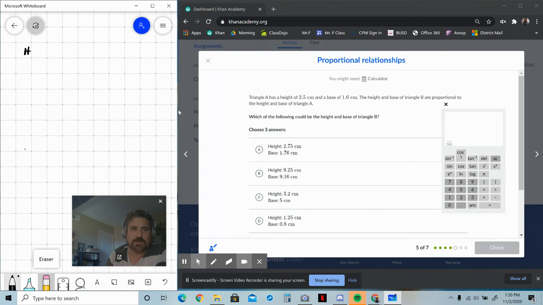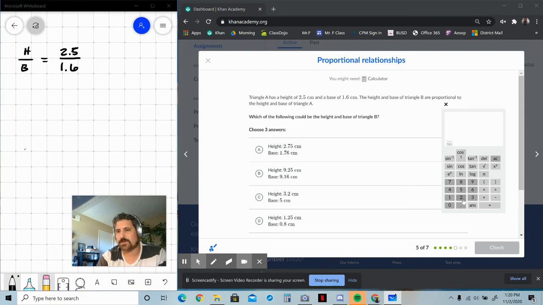So you've got the height over the base. We're going to look and see if that ratio stays constant. It says triangle A has a height of 2.5 and a base of 1.6. So really what you're looking at here is 2.5 divided by 1.6, as your unit rate of that ratio.